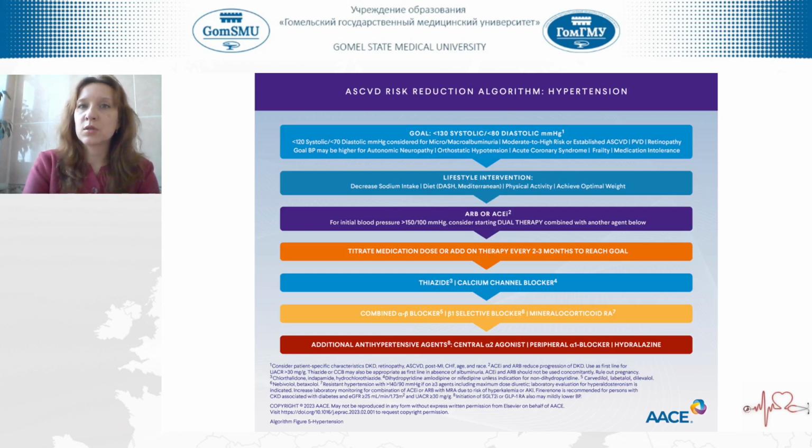ASCVD risk reduction in a patient with hypertension. The goal for patients with hypertension and diabetes is systolic less than 130, diastolic less than 80. That's for the common patient, for a lot of patients, but for patients with microalbuminuria, the guidelines say it should be systolic less than 120, diastolic less than 70. Of course, lifestyle intervention: decrease sodium intake, diet, like for all patients with arterial hypertension, physical activity, achieve optimal weight.